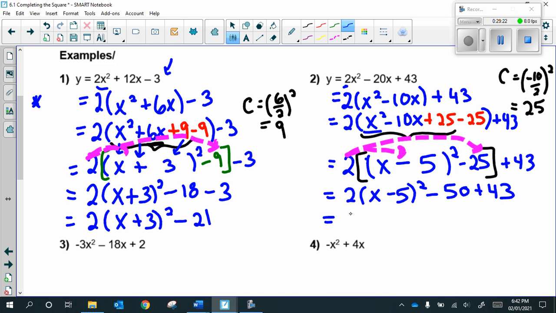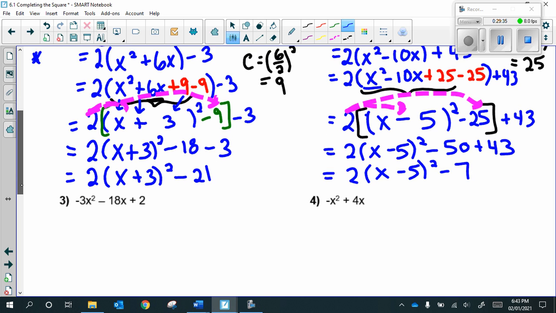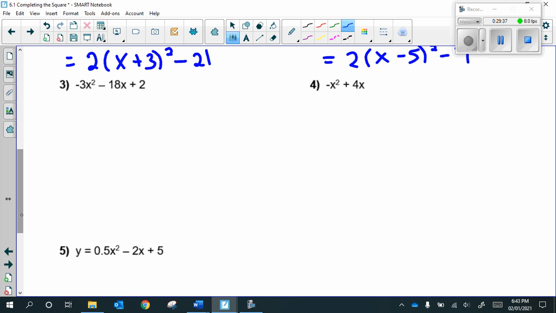So our very last step, we're going to simplify. 2 times x minus 5 squared, negative 50 plus 43 is negative 7. Let's do another one. We got a negative out front this time.